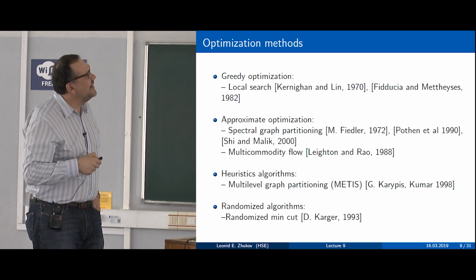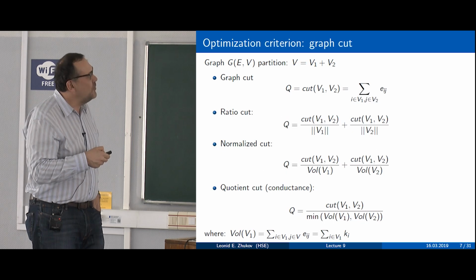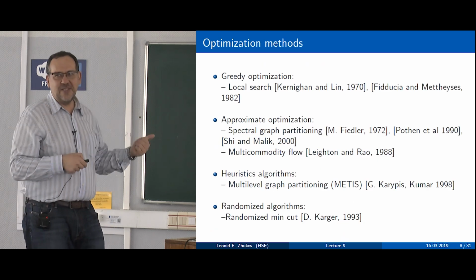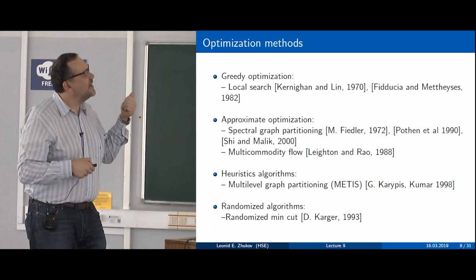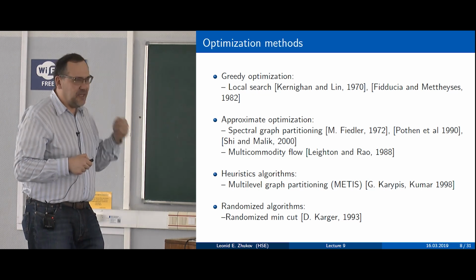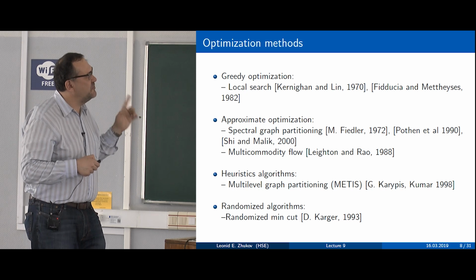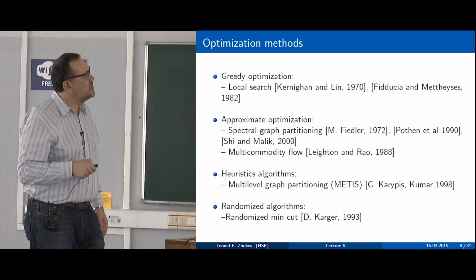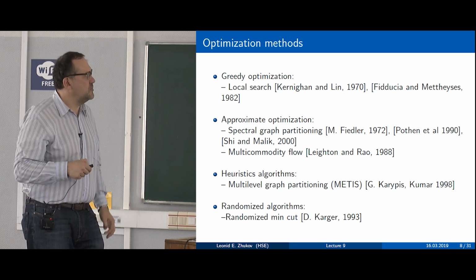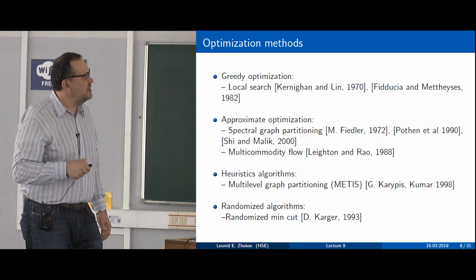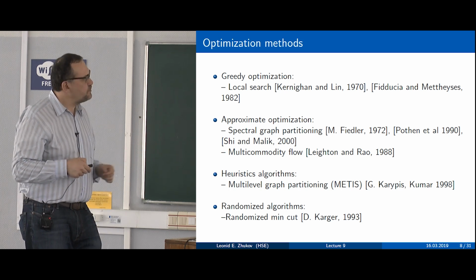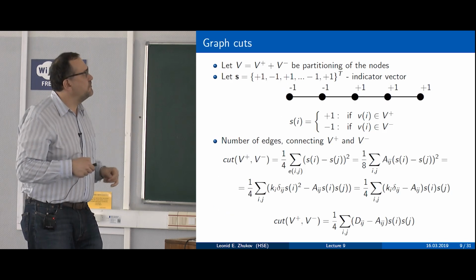All right. So there are a bunch of methods. Now we know this metric, the one that we want to optimize. Now we need to talk about how we're going to optimize it. The simplest way is so-called greedy optimization, which we're probably not going to touch for now. Then there is approximate optimization, where we try to solve an approximate problem, and that's what we're going to do now. This is spectral graph partitioning. There are also some other algorithms that allow you to do this. But we know exactly what we're going to optimize.